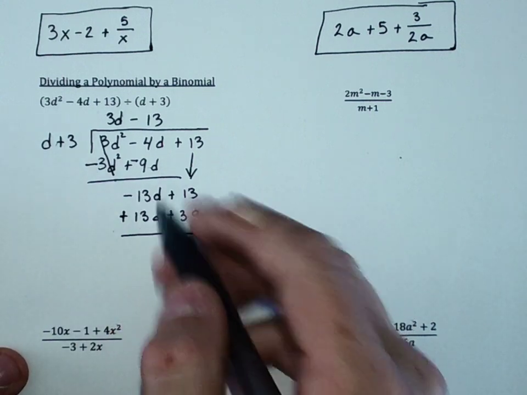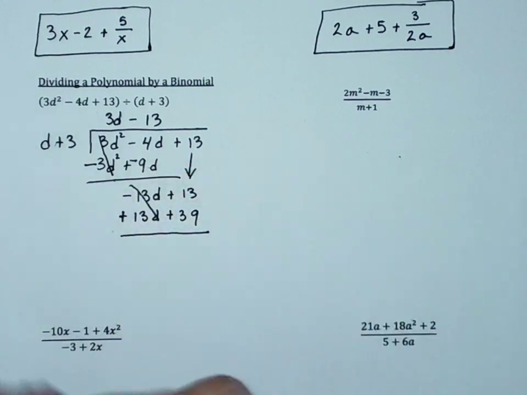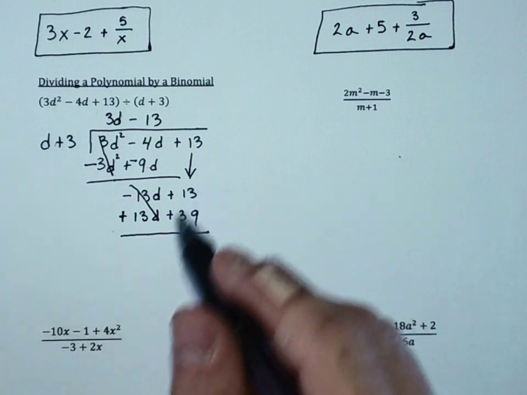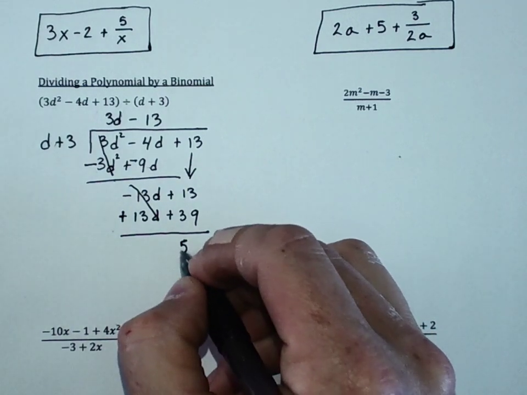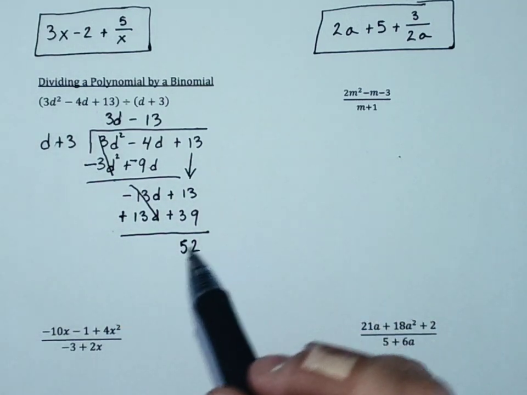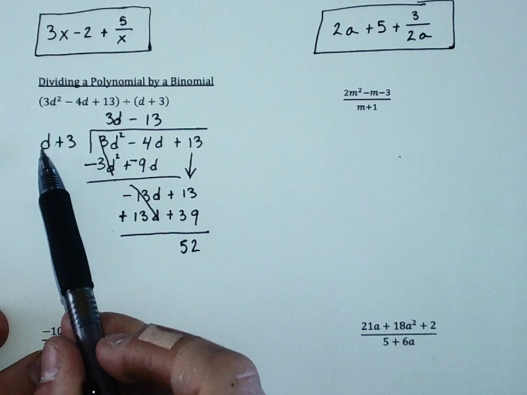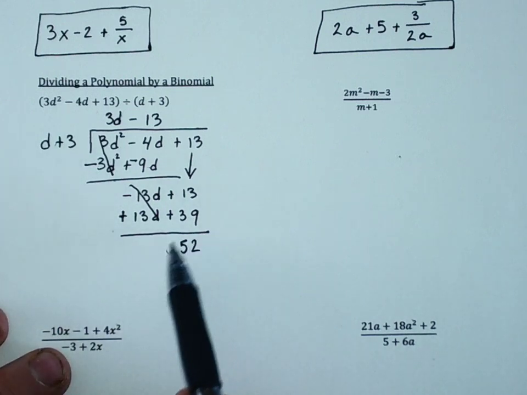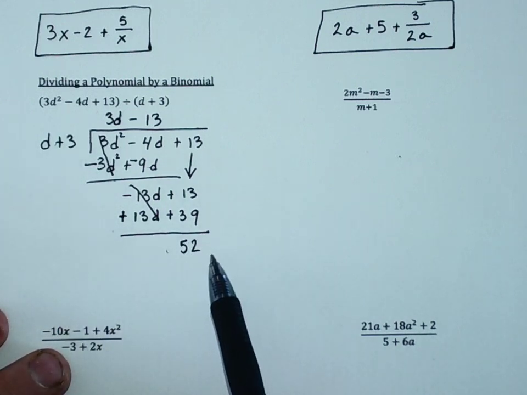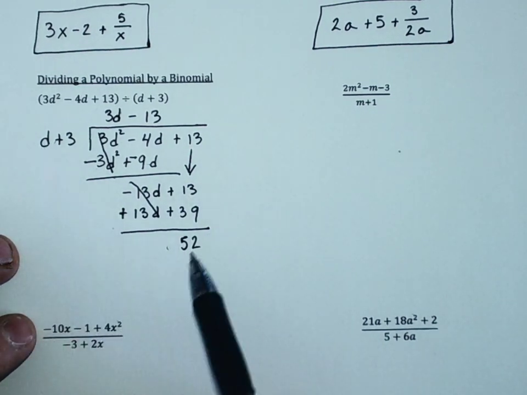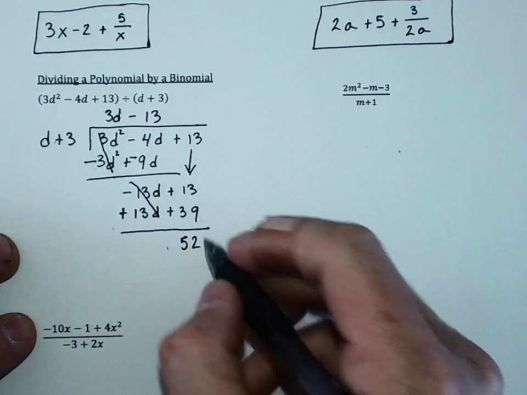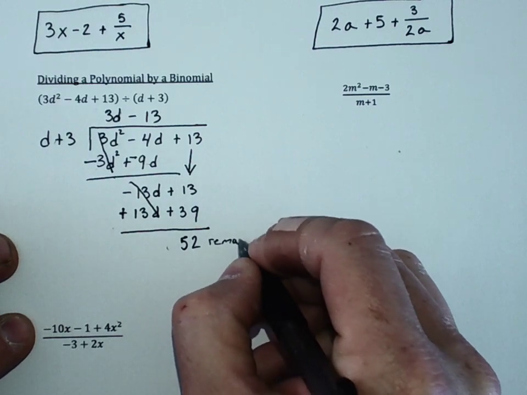This goes to 0, as it should. And 39 plus 13 is 52. Now, what do I multiply d by to get 52? Well, since this 52 doesn't have a d with it, the answer is you can't. You cannot multiply d by anything to get 52. So this is, again, your remainder.